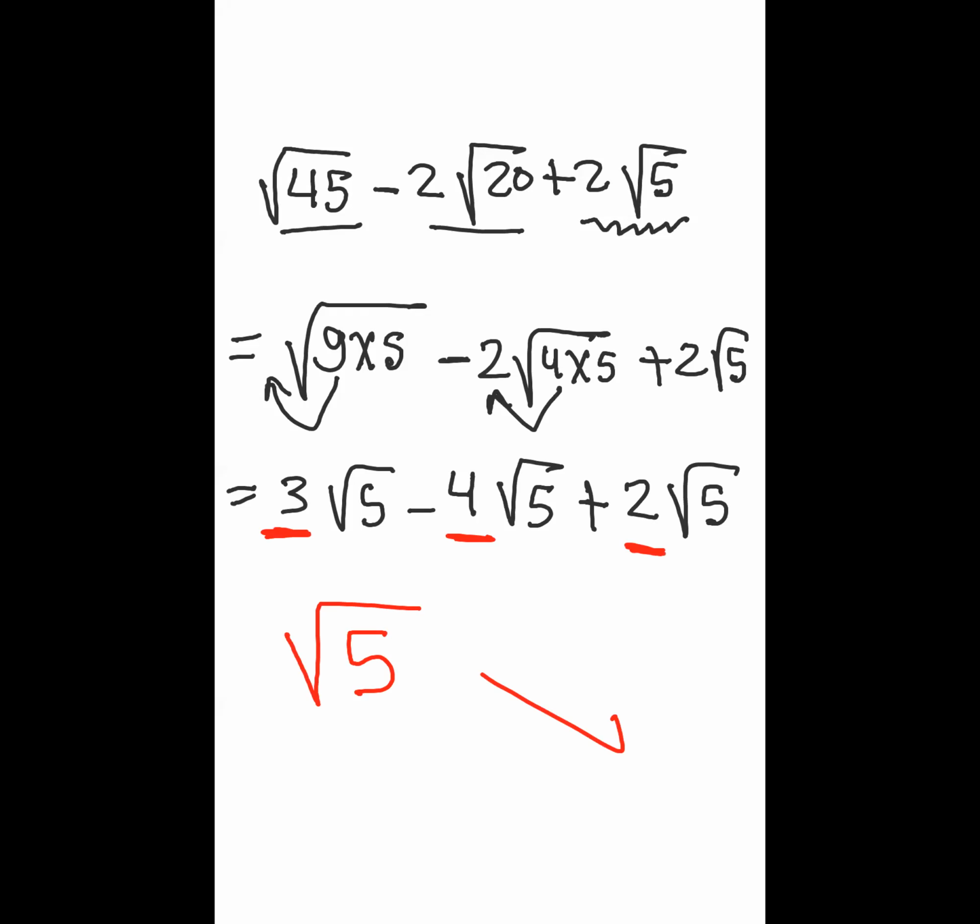Because this one is 3 minus 4, which means a negative square root of 5, plus 2 square root of 5, means only square root of 5.